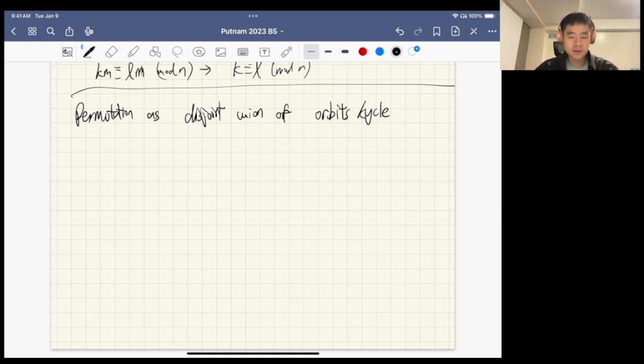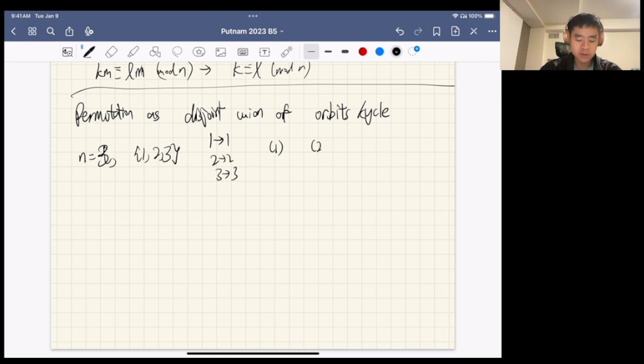So how does it even work? Let's say we have n equals 3, so we only have 1, 2, and 3. The identity permutation will basically be 1 goes to 1, 2 goes to 2, 3 goes to 3, meaning each of them is its own cycle. Now how about 1 goes to 2, 2 goes to 3, 3 goes to 1? That means you have this cycle of 1, 2, 3, and then go back to 1.